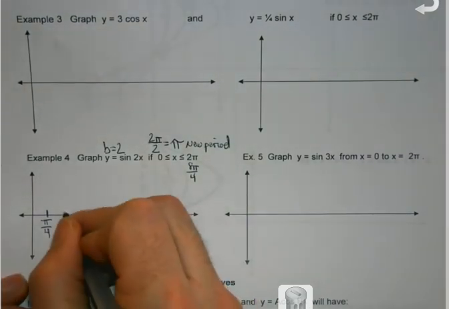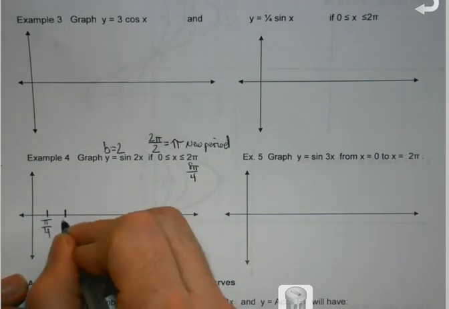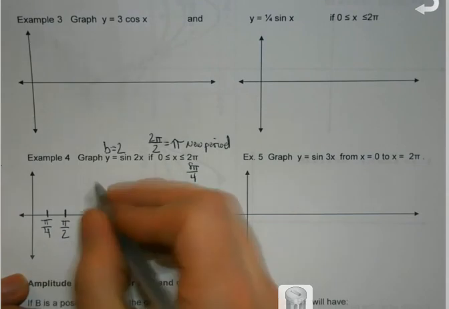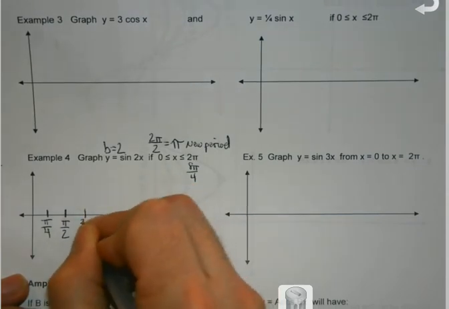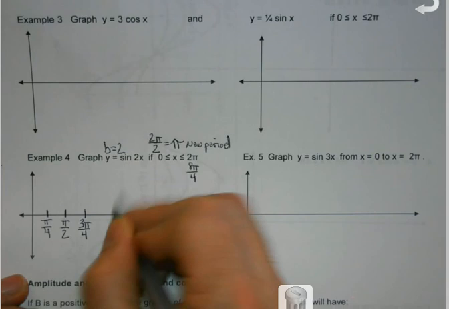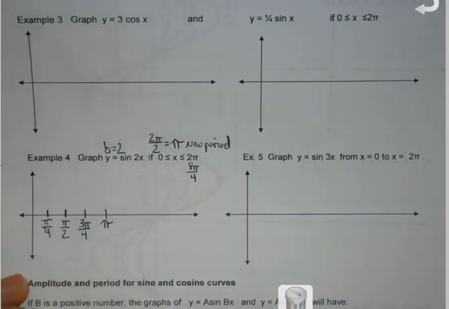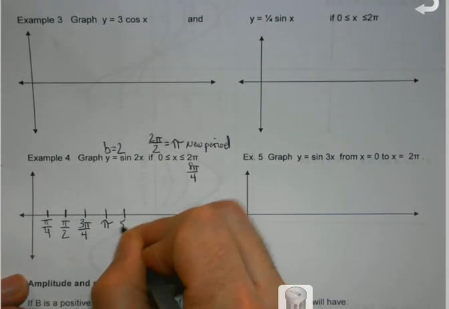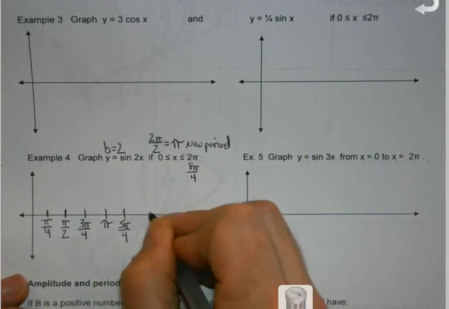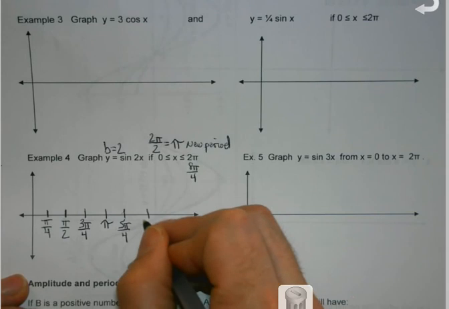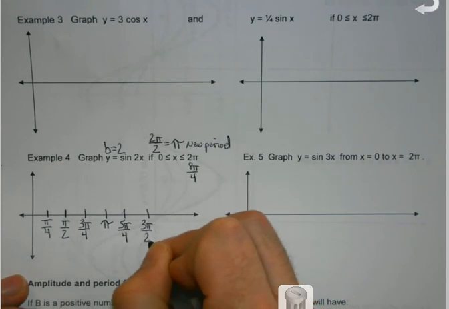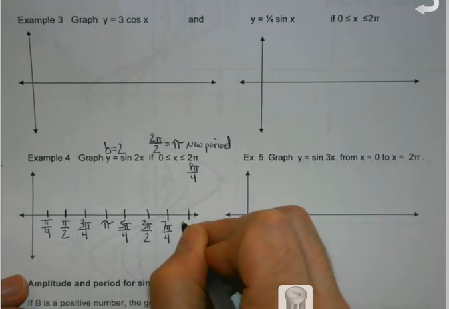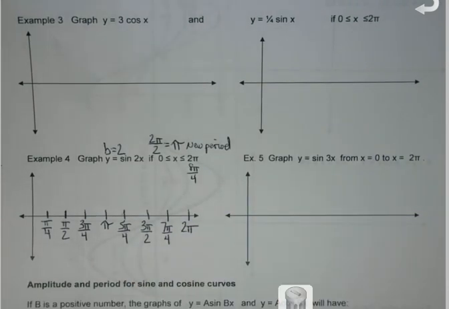So I'm like, okay, 1 pi over 4, 2 pi over 4, reduce it. 2 over 4 is 1/2. 3 pi over 4. 4 pi over 4 is pi. So my first sine curve will end here. 5 pi over 4. 6 over 4, that's 3/2. 7 pi over 4. And 8 pi over 4, or 2 pi.